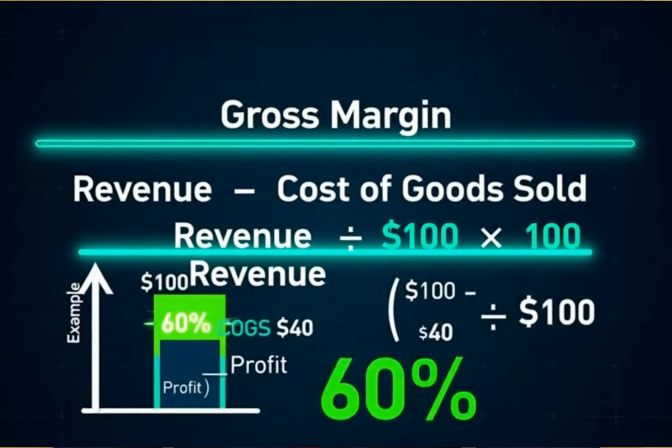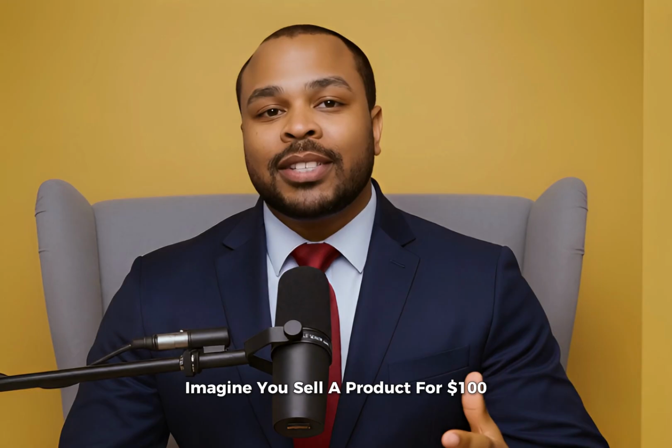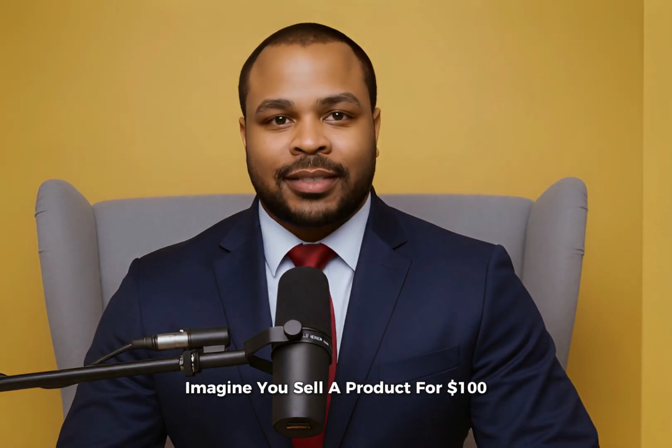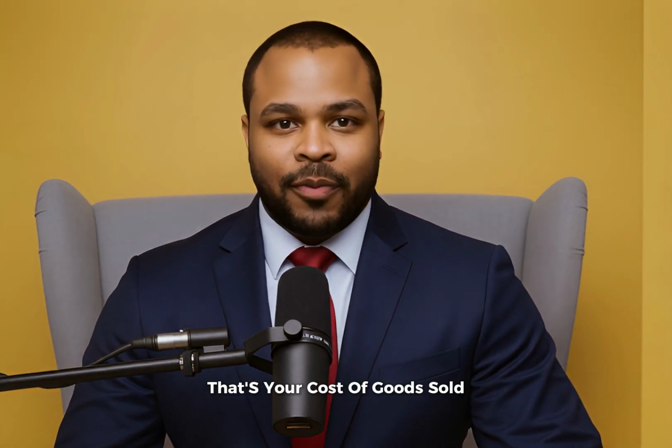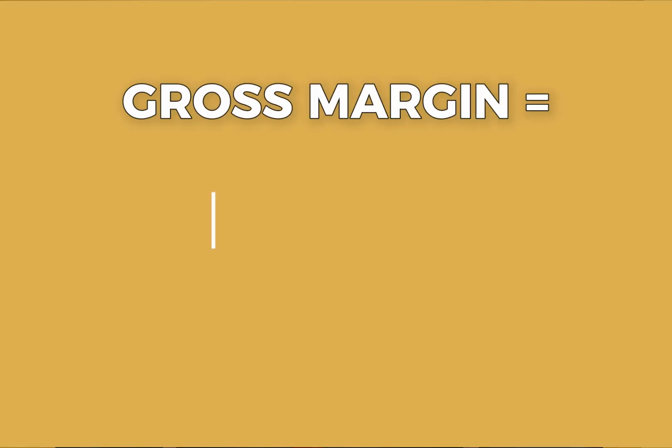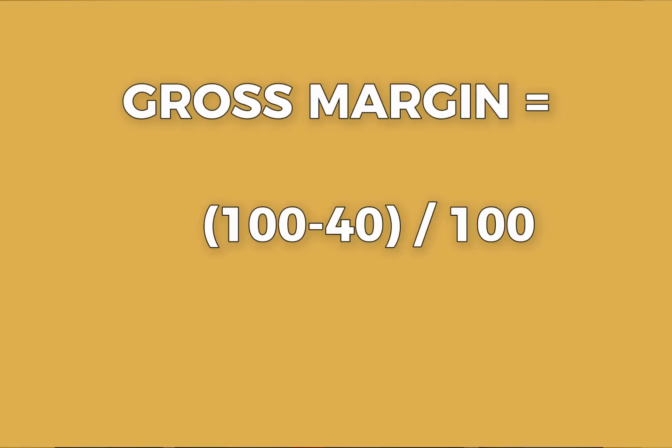Let's explain that with an example. Imagine you sell a product for $100. It costs you $40 to produce it. That's your cost of goods sold. Gross margin equals 100 minus 40, divided by 100. Gross margin equals 60%. This means you keep 60% of the money after covering the cost of producing the item.